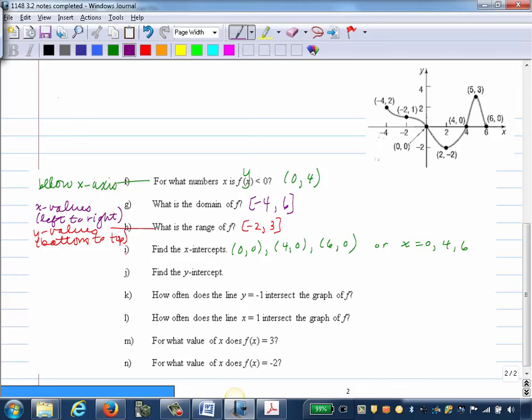Part J, find the y-intercept. So we know we're looking for where this graph intersects the y-axis. So here's our y-axis. We can see it intersects here. And what is the y value here? Since it's actually the origin, we know that y value is 0. So our y-intercept, written as an ordered pair, would be (0, 0). Or just written as a y value, y equals 0.